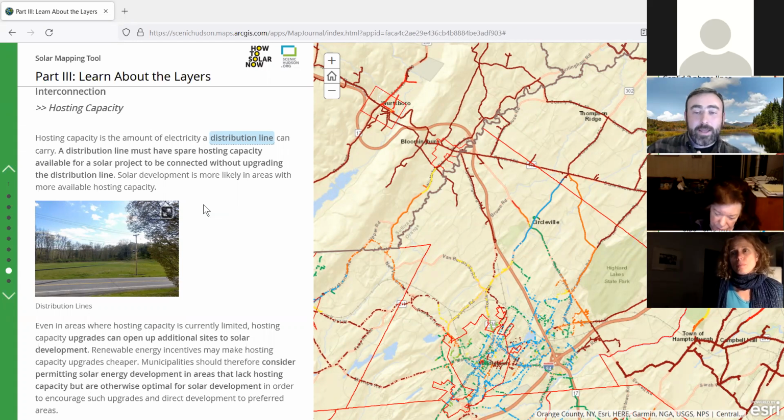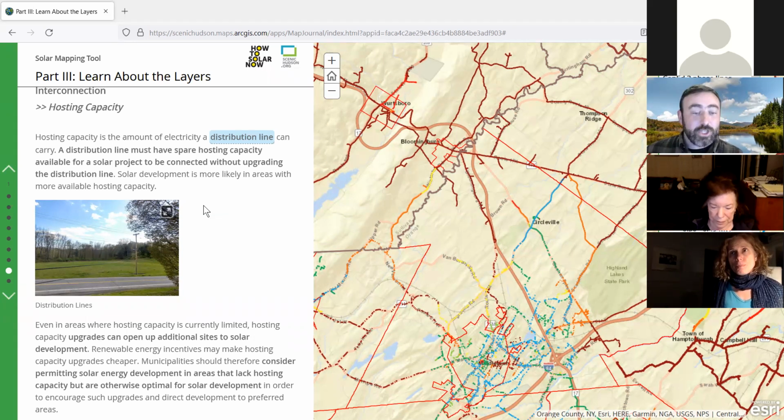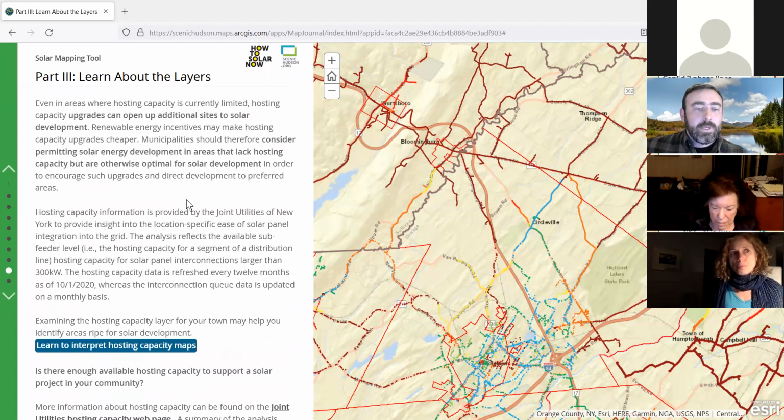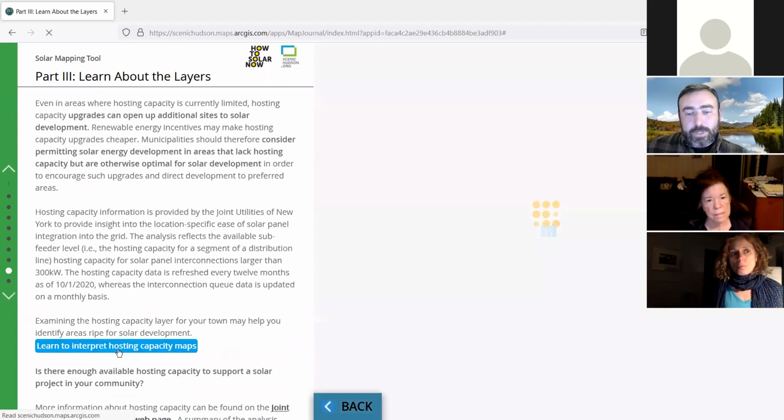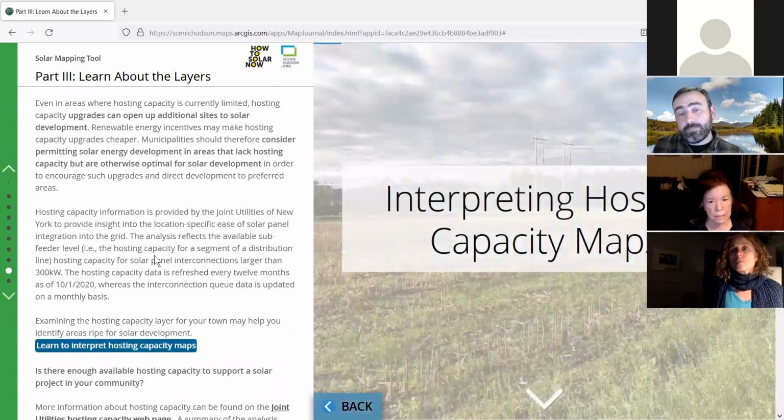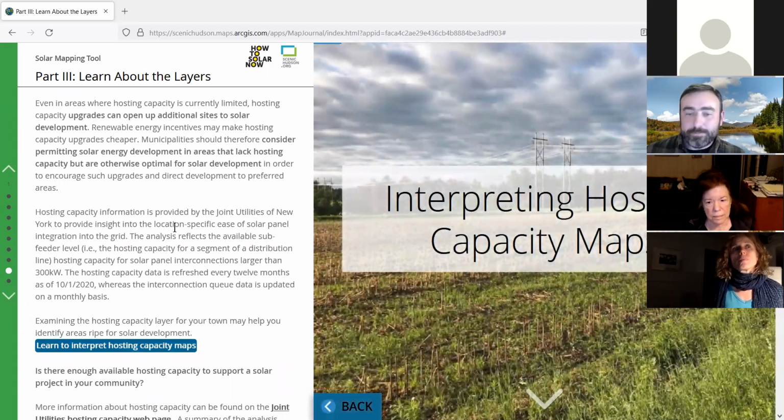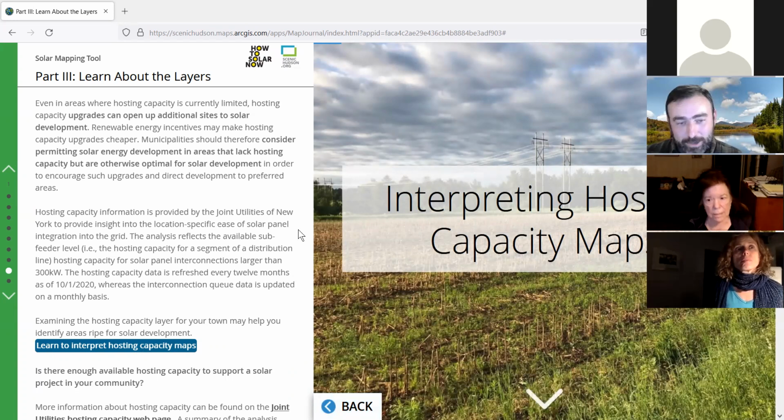So if you think about it kind of like a pipe, how full of water or electricity is that pipe? Is there extra space left in that pipe? If we add a solar project and try to connect it to a given line, is that line going to be overloaded or not? That's the general idea. And we have an info dive here, and this is, again, the most technical one with the most math in it, so I'm sorry, but here we go.